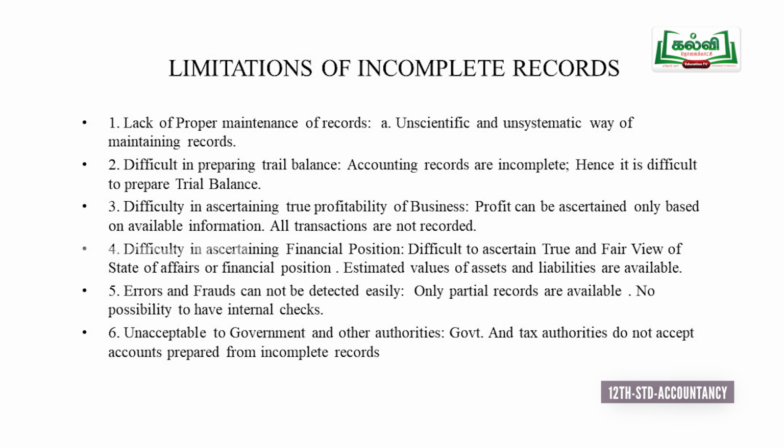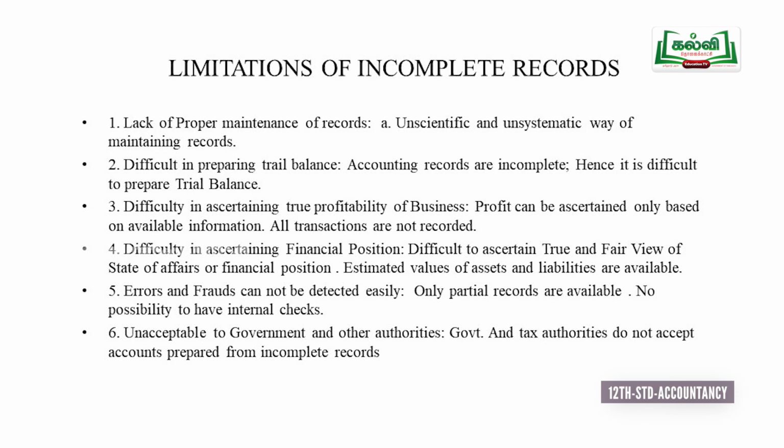Then errors and frauds cannot be detected easily. Errors and frauds can be detected only when we are preparing a trial balance. But in case of a single entry system, there is no possibility of preparing a trial balance, because trial balance is mainly prepared to identify the arithmetical accuracy. The partial omission and complete omission of accounts can be identified only by preparing a trial balance. But that is not possible in case of incomplete records.